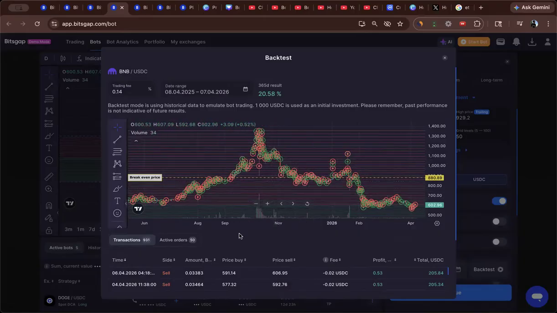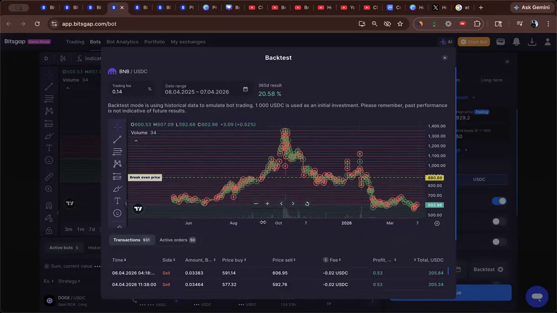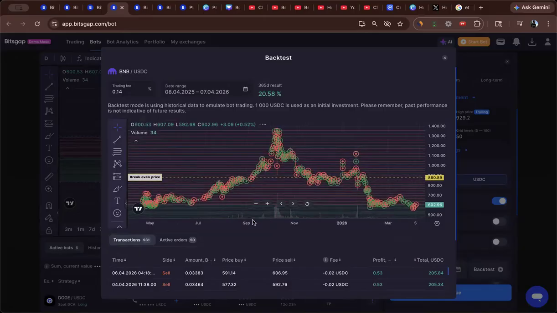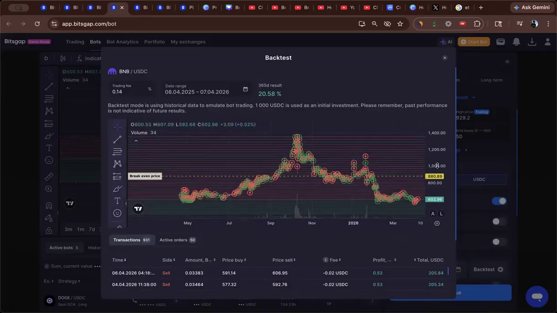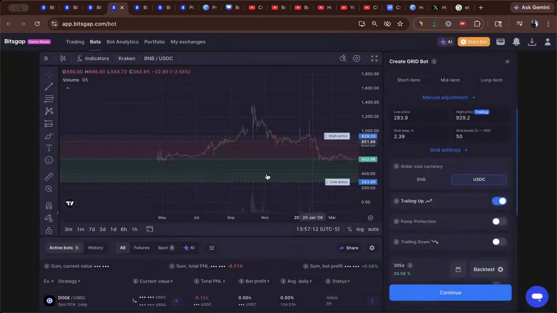So that's our benchmark, to see if we can beat a 20.5% APY using Binance BNB coin in one of these trading bots. Oh, the other thing here, let me see.